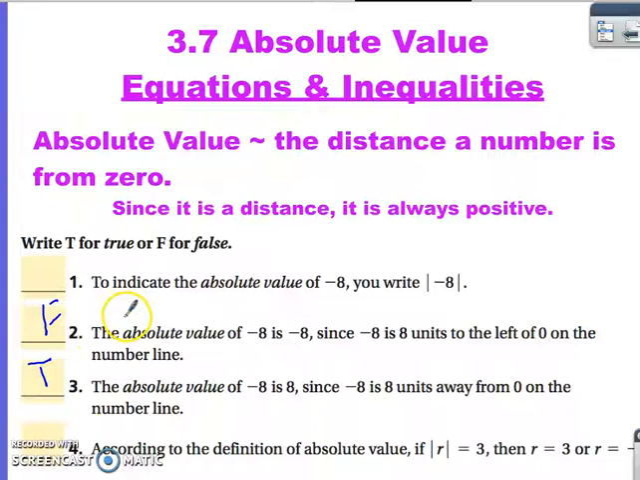Then according to the definition of absolute value, if the absolute value of r is equal to 3, then r equals 3 and r equals -3. That would also be true. If I put 3 into this equation, the absolute value of 3 is equal to 3, that's 3 equals 3, and that's true. And if I put -3 into this equation for r, the absolute value of -3 is 3, and that's equal to 3. So that would also be true.